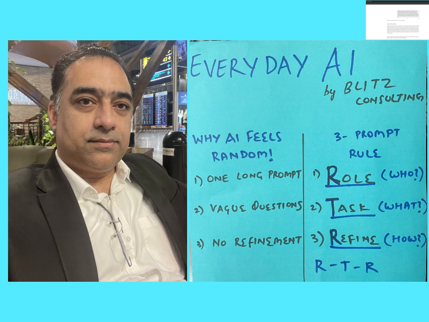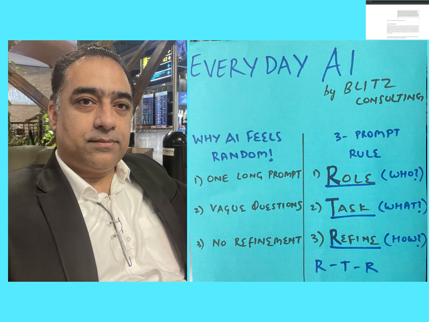So role basically means which is the hat that you want AI to wear? Who is AI acting on behalf of? For example, we may say act as a writing coach, or act as a PhD scholar, or act as a business analyst. Task, what should AI do? Summarize this, reword this, rewrite this. Refine, how to improve the output? Remove jargon, make it more actionable, make it shorter and cleaner. This works for most day-to-day tasks.